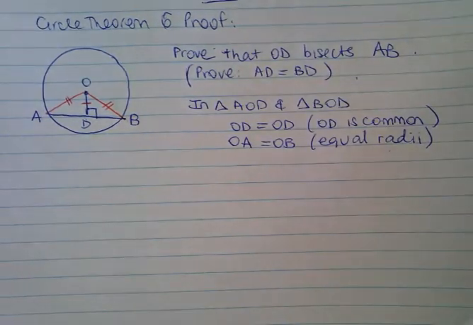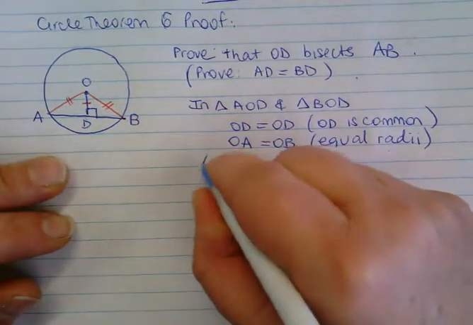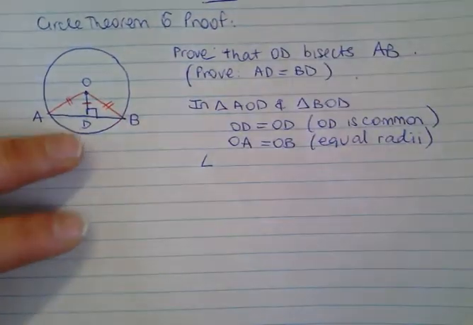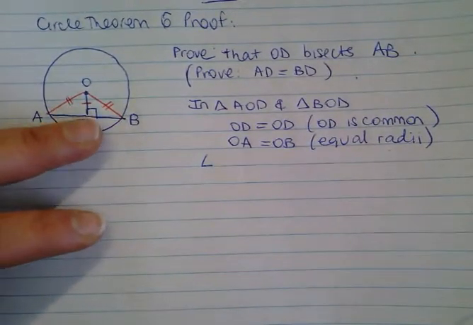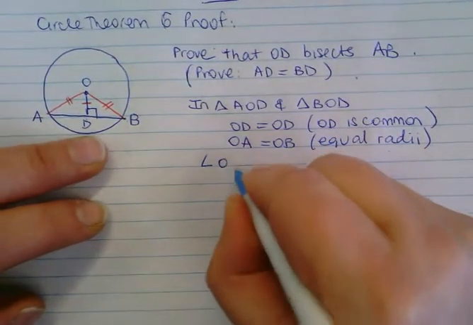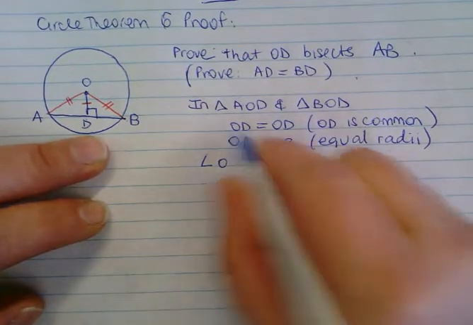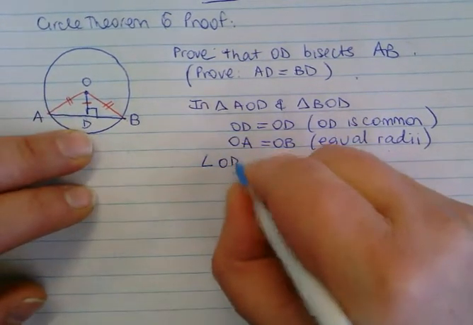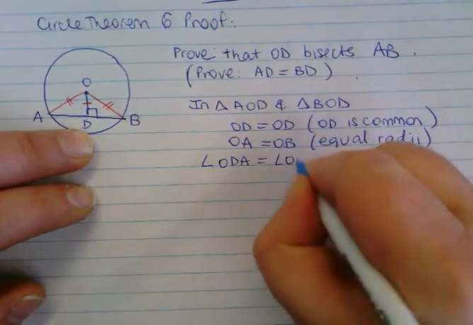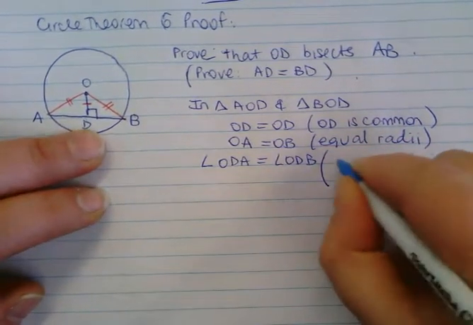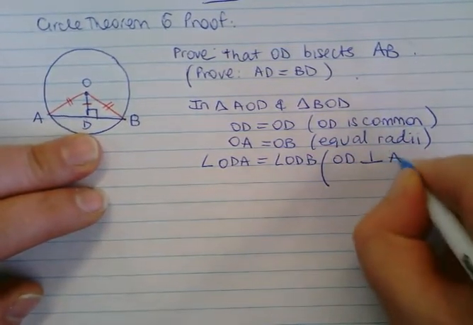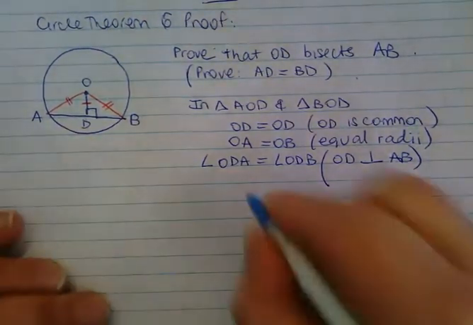OD is perpendicular to AB. So angle, I know I've only got one right angle, but there's a right angle on both sides. So angle ODA equals angle ODB. I'm doing this triangle. Reason? OD is perpendicular to AB. Equals 90.